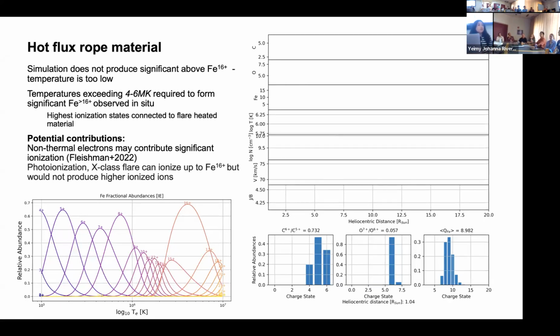You don't often see it. Yeah, I mean, it's very rare. This and the Halloween storm, I think, are the only times that I've ever seen charge states this high, because iron 24 is really at the limit, right? You can't see much beyond that.